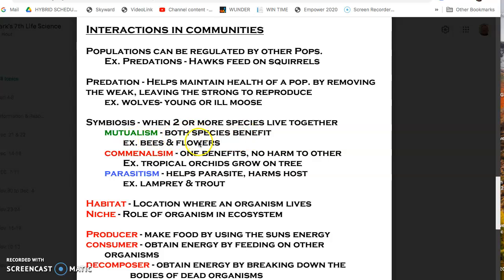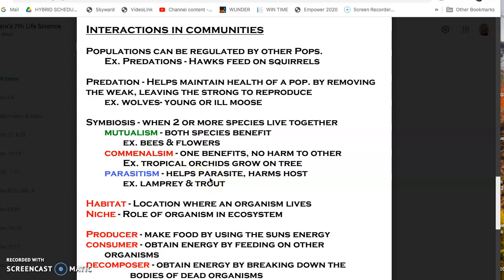The bee would go to the flower, get the pollen, and the bee would bring pollen from other flowers to this flower and would cross-pollinate and allow them to reproduce. Commensalism is where one benefits and the other is not harmed. One example is a tropical orchid that grows in a tree in the rainforest, and it just grows on there. It's higher. It benefits from being higher and being able to get to the sun, but it does not harm the tree. And then parasitism is where one is helped and the other is harmed.